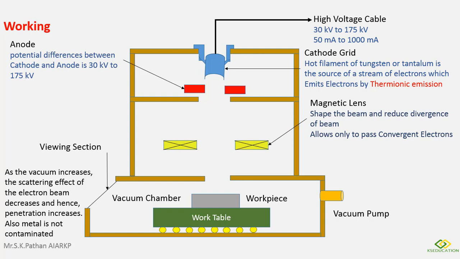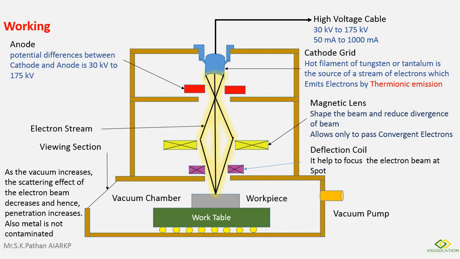A magnetic lens is provided to shape the beam and reduce the divergence of the beam. Also, it allows the convergent electrons to pass. The deflection coil helps to focus the electron beam at a spot. Now, when we pass the current to this tungsten rod, a stream of electrons is created because of thermionic emission, which I already told you about. When this current is passed to the cathode grid, it takes this high voltage current, and because of that the temperature of the tungsten or tantalum filament increases.